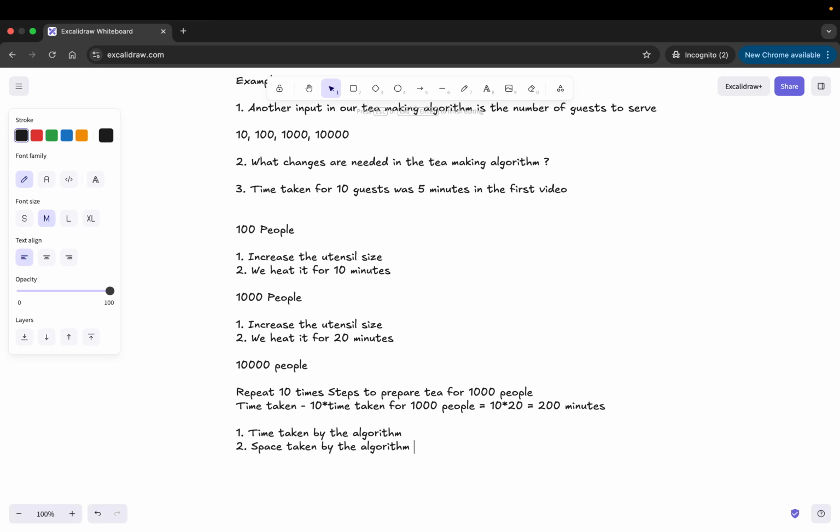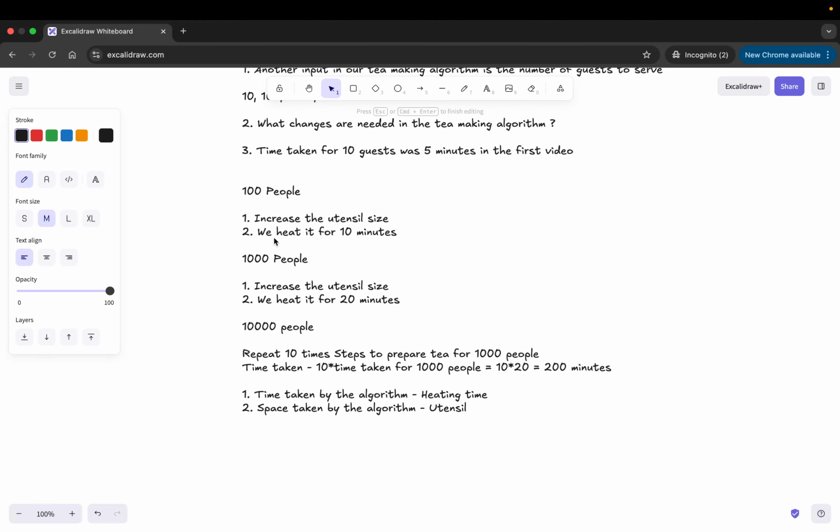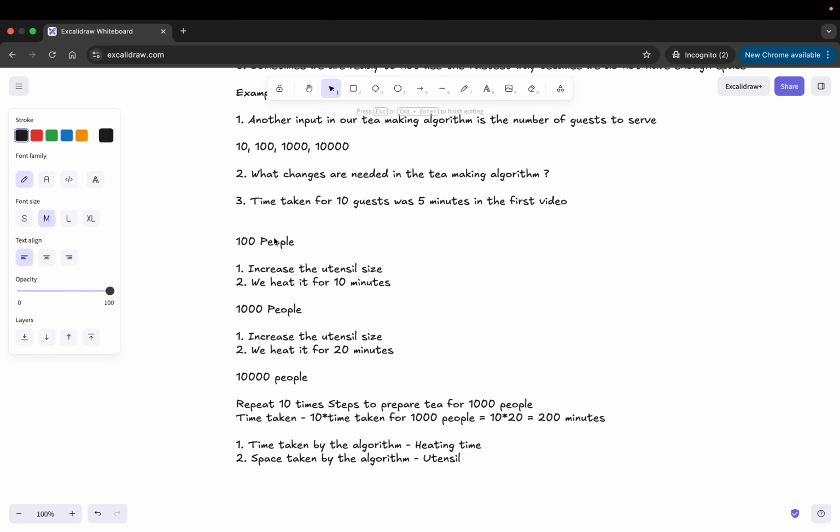In the tea making algorithm, we have the space taken, which is the utensil, and time is your cooking time or heating time. So majority of the time we have these two important properties of an algorithm, the time taken and the space taken by the algorithm. Again, space taken in this case is the utensil size, because the bigger the utensil size, the bigger space it will take.